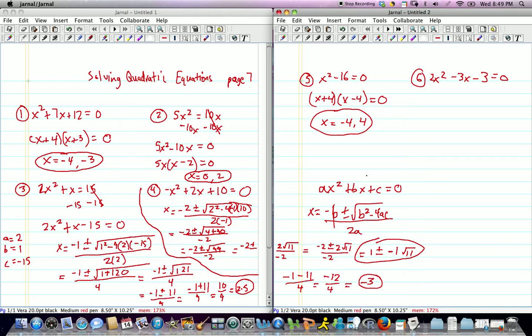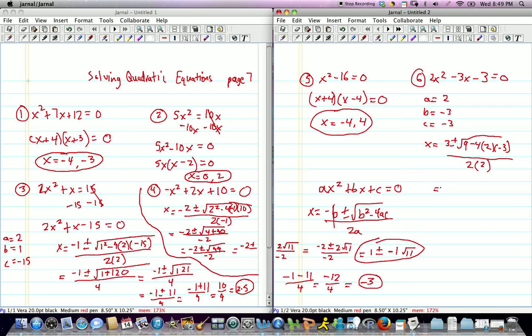But then this last one, I'm going to use the formula because that seems to be quicker than trying to do the factoring. So once again, I'm going to identify your A, your B, and your C. Your A is 2, your B is negative 3, your C is negative 3, and then you plug those into the formula. So you get x equals negative B, so that's positive 3 because it's negative negative 3. This is plus or minus the square root of B squared, so 3 squared is 9. Minus 4ac, so 4 times 2 times negative 3. And that's all going to be over 2a, which is 2 times 2.